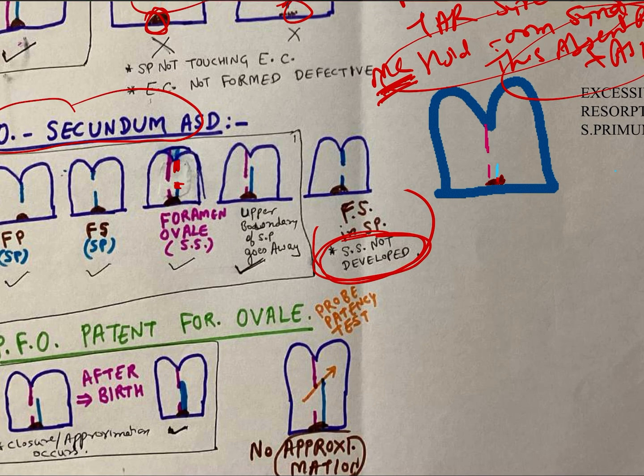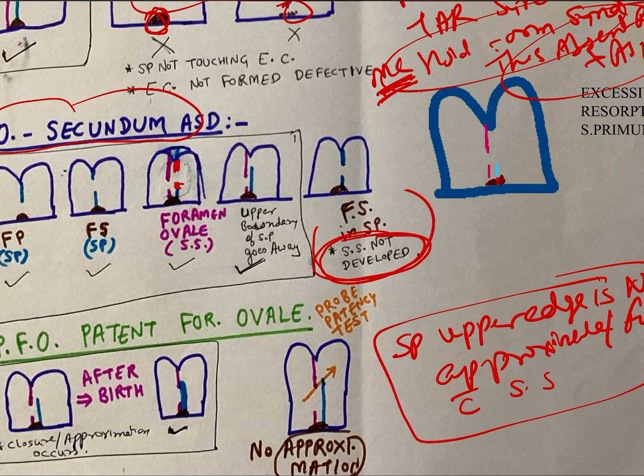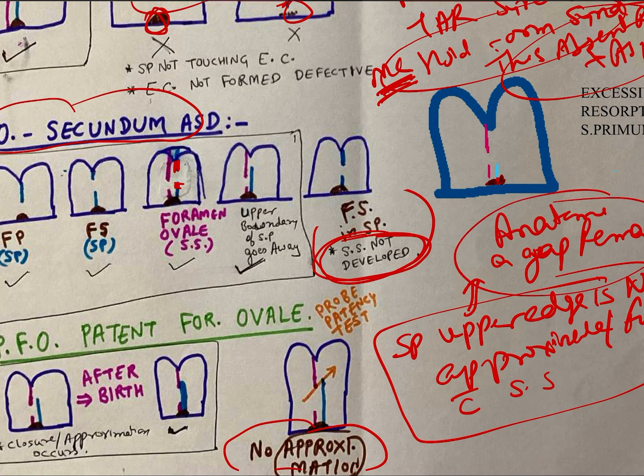Another problem is patent foramen ovale. What is the meaning of patent foramen ovale? Patent foramen ovale is, anatomically, these two septa: the septum primum upper edge is not approximated or fused with the septum secundum. It is actually a gap. A gap remains anatomically. I am saying anatomically, not functionally. A gap remains anatomically. From this gap, we can pass a probe like this.